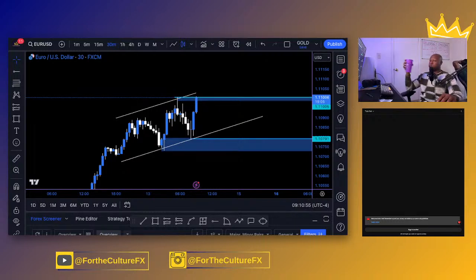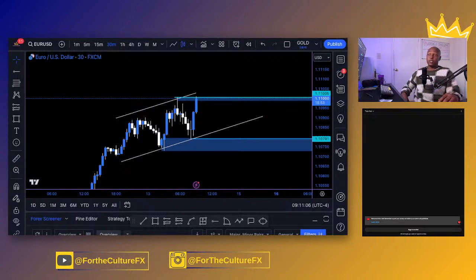We just got the high broken for EUR USD. Since we got this high broken, now I want to see a correction to begin to form in some way, shape, or form.